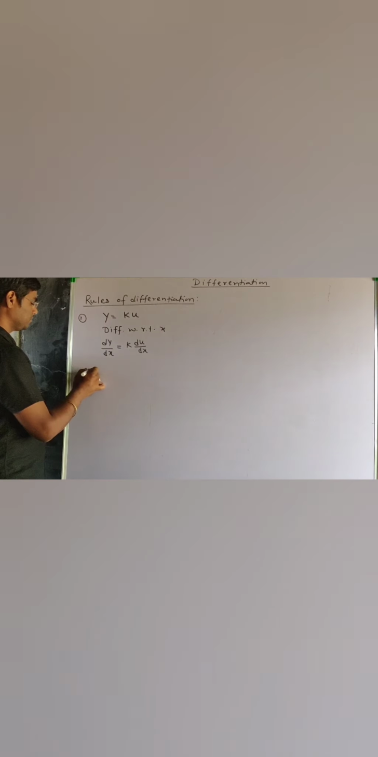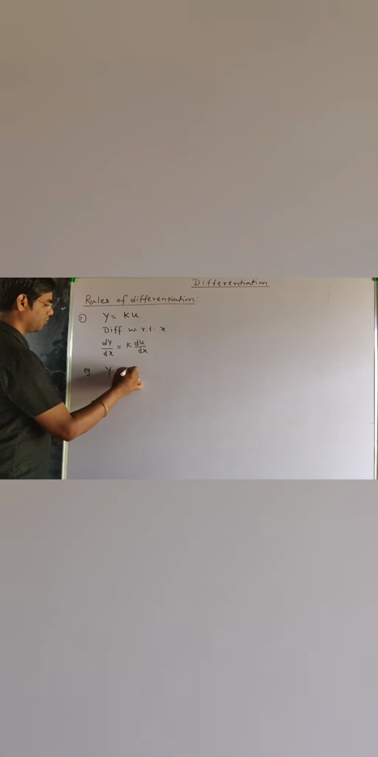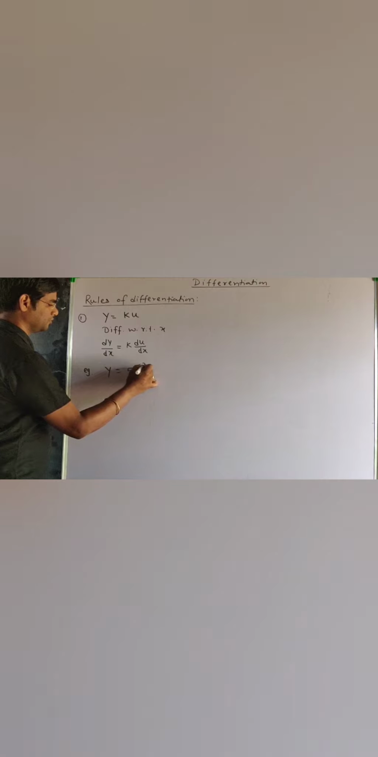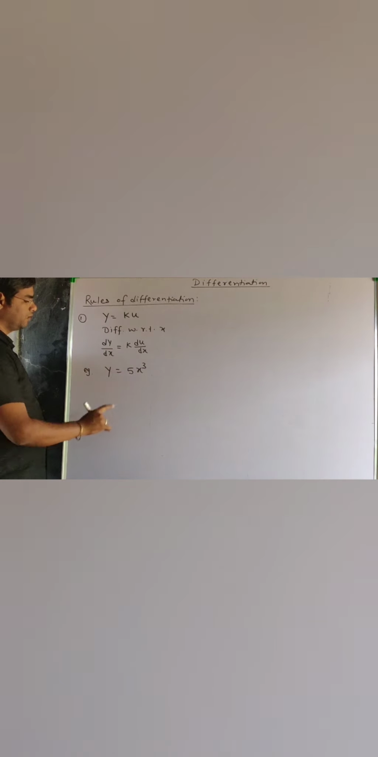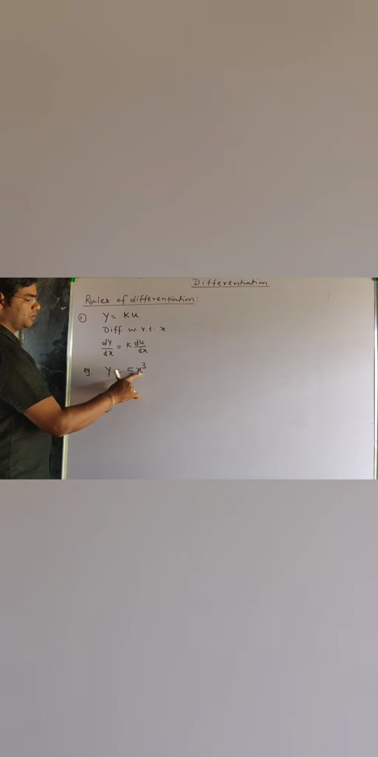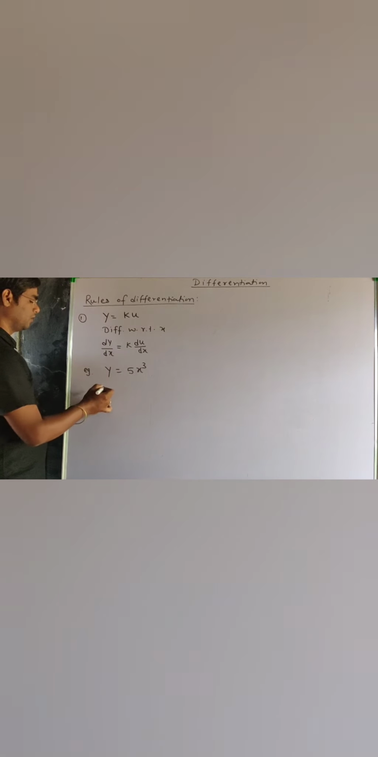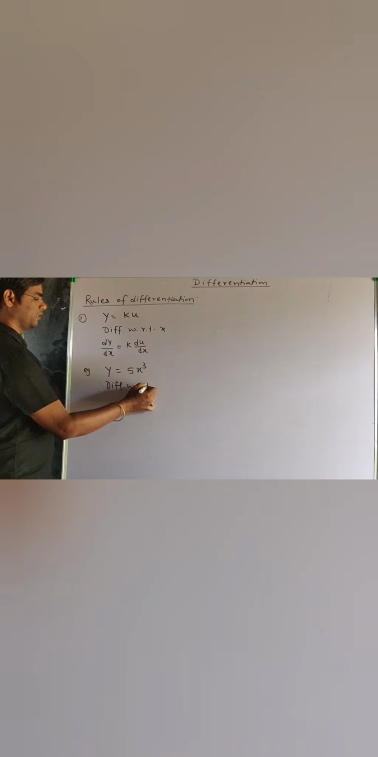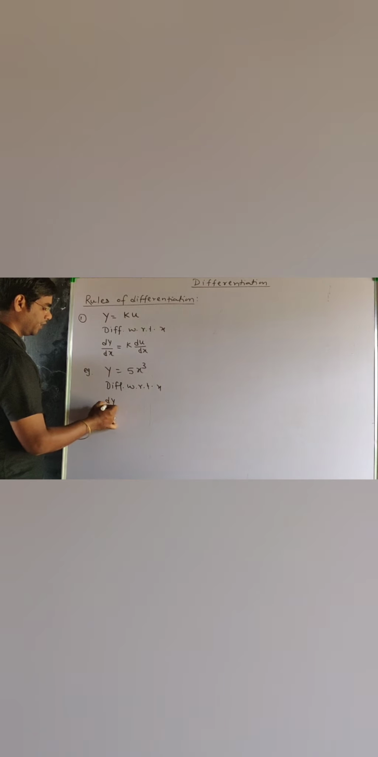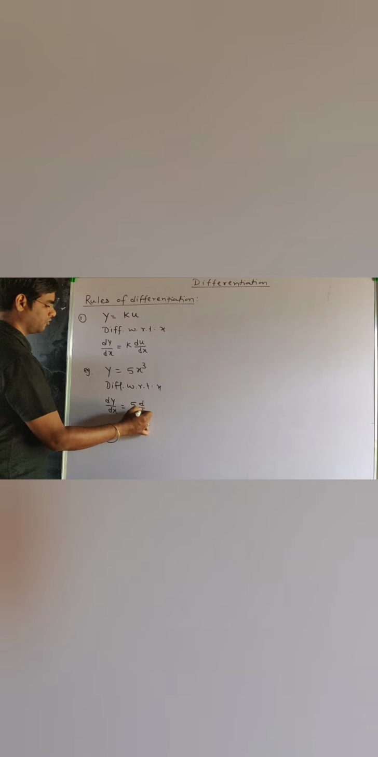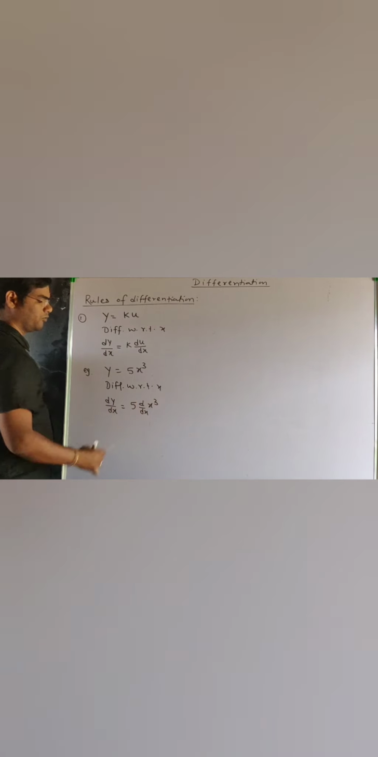For example, suppose we have y is equal to 5x cube. Here 5 into x cube, here 5 is constant and this term involves terms x, and here we are differentiating with respect to x, therefore x cube is variable. So how to differentiate this? Differentiating with respect to x, write down d by dx on both the sides. Here 5 is constant, so taking 5 constant common and derivative of x cube.